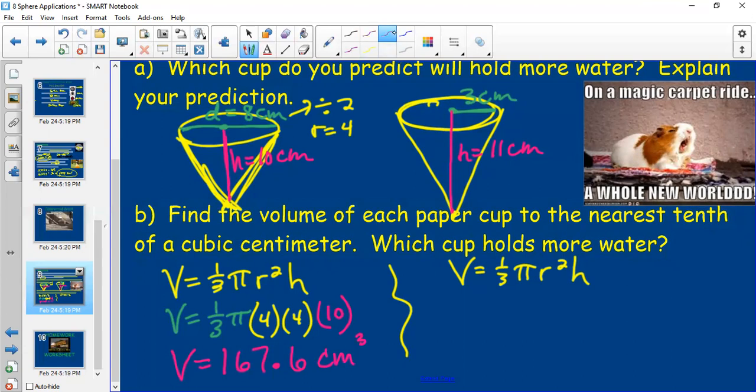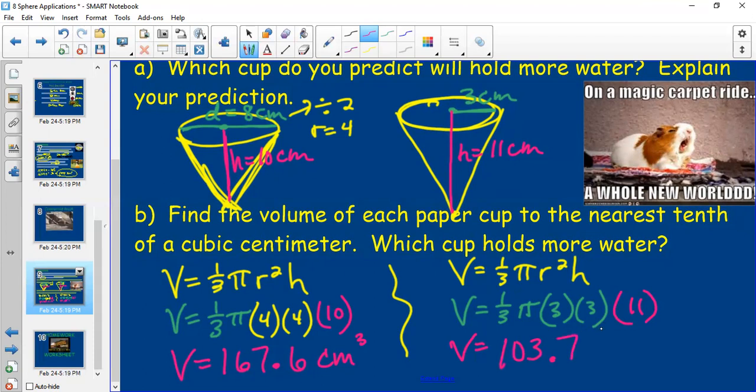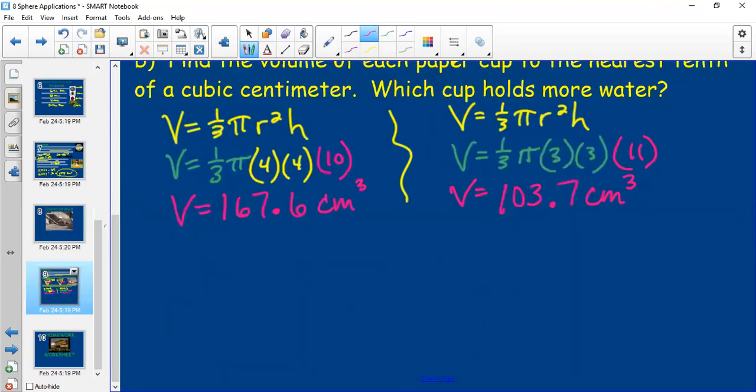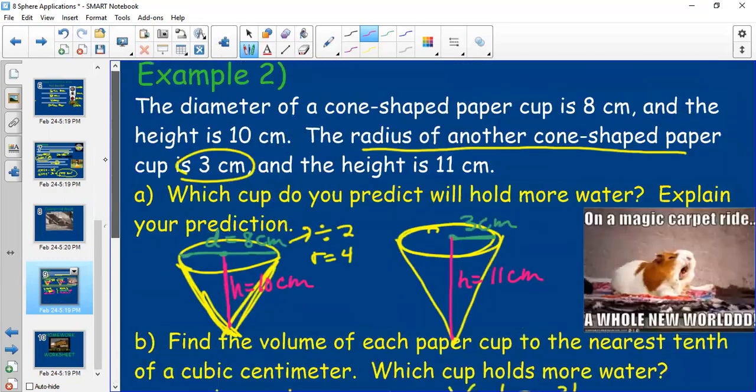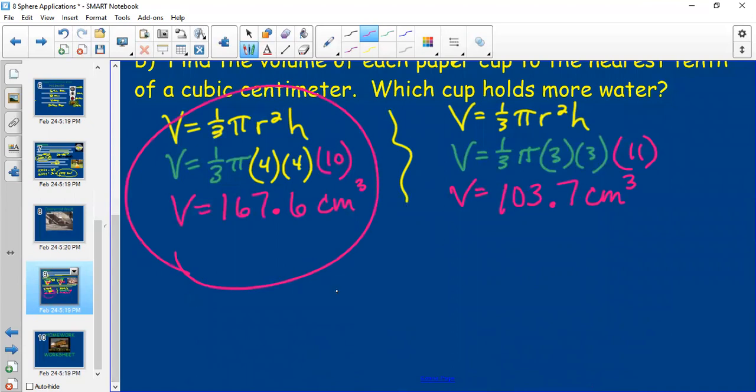All right, let's try the other one. We were given the radius, which was 3, so we're going to do 3 times 3, and the height was a little bit bigger, so we're going to multiply it by the height of 11, and let's go ahead and multiply that out. So 1 divided by 3 times 3 times 3 times 11 times pi gives us 103.7 centimeters cubed. So which cup holds more? Our answer would be that the first cup holds more.